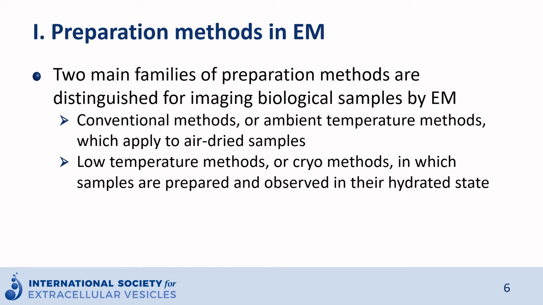A large variety of preparation methods are available for imaging biological samples in EM. Two main families of methods are distinguished: conventional methods, or ambient temperature, room temperature methods, which apply to air-dried samples, and low temperature methods, or cryo methods, in which samples are prepared and observed in their hydrated state.